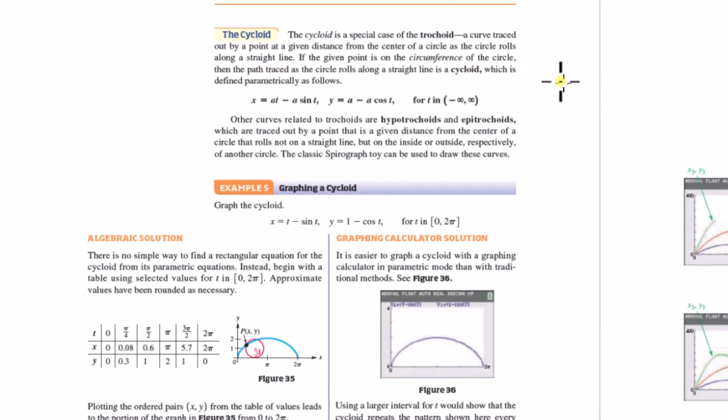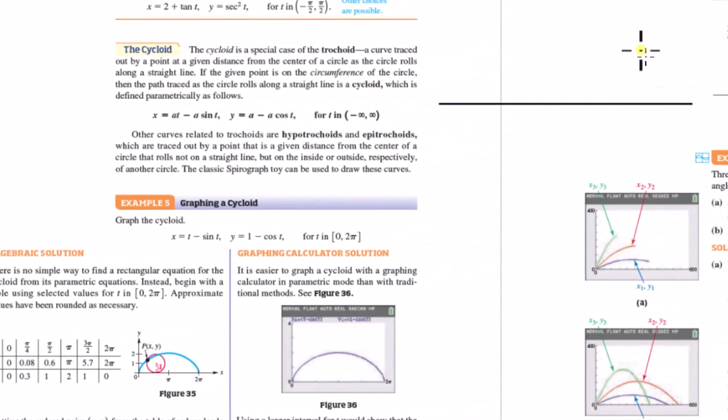So what they're saying is that you have this straight path here, okay, and if this is the start point, well, we pick a point a certain distance away from the circle. It could be on the circumference, and that's what they're saying here. For the case of a cycloid, if the point is on the circumference of the circle, then that's the special case of the trochoid called the cycloid. But in general, we can pick any distance we want away from the center of the circle. Let's say here, for example.